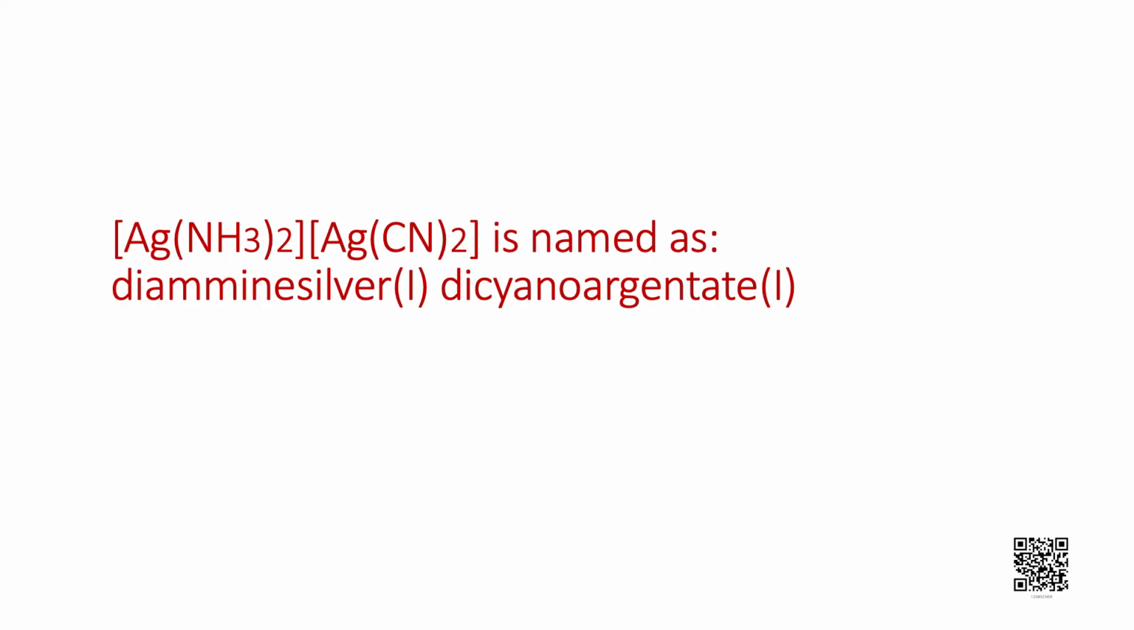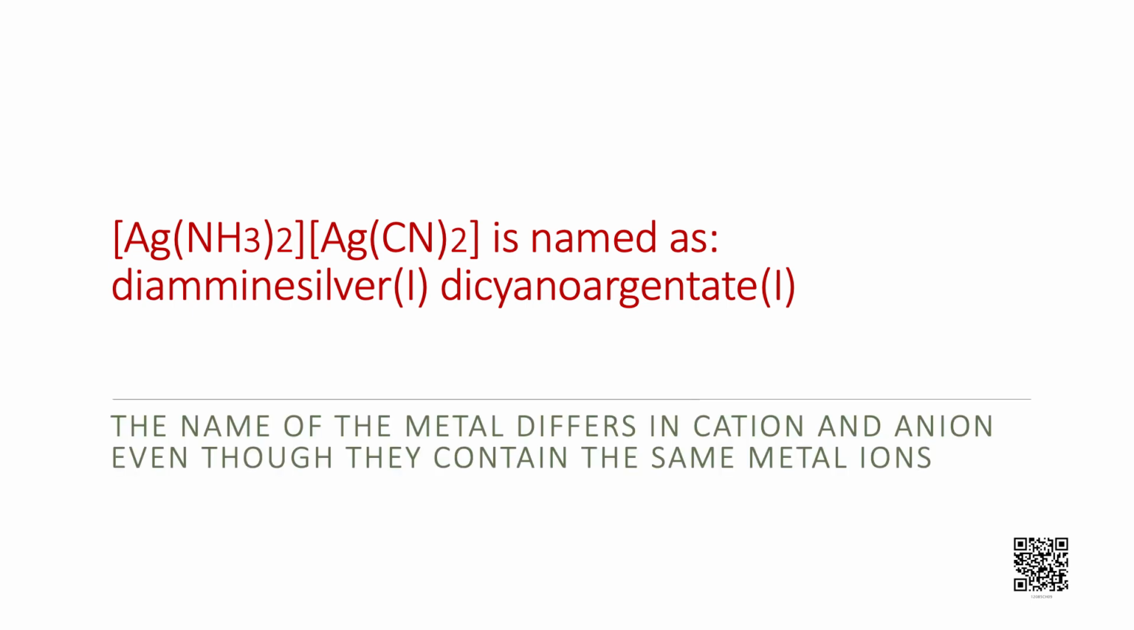Remember that you never have to indicate the number of cations and anions in the name of an ionic compound. Let us learn naming of another coordination compound where both cation and anion are the coordination entities. It is named as diamminesilver(I) dicyanoargentate(I). Please notice how the name of the metal differs in cation and anion even though they contain the same metal ion.